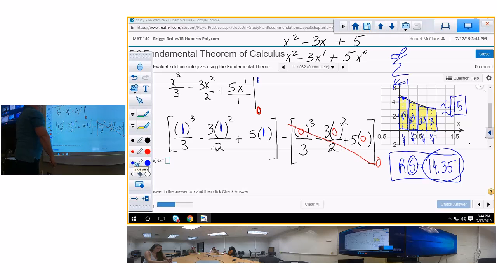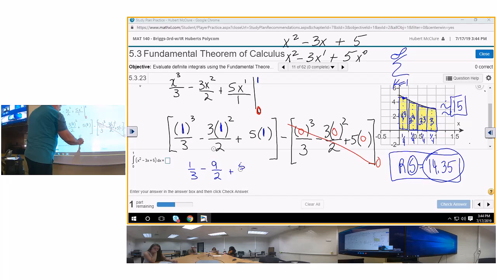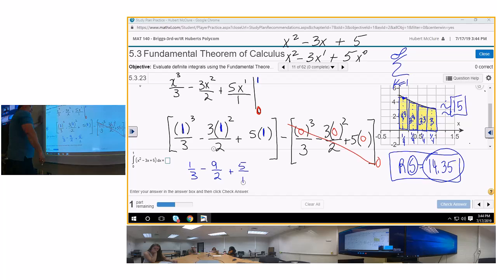So, 1 to the third power is 1, that'd be 1/3. Minus 3 times 1 is 3, to the second power is 9. That's 9/2. Plus 5/1. And now we've got to get a common what? Denominator. So I'm going to put a 6 here.